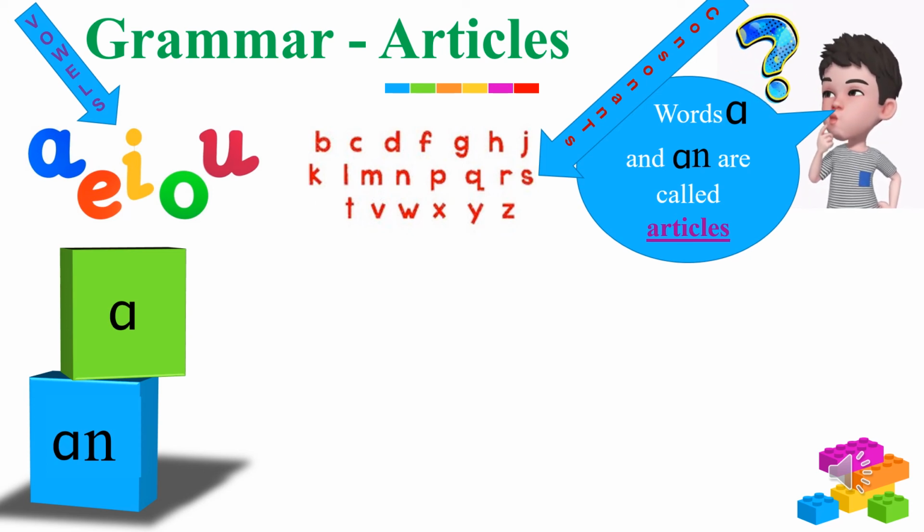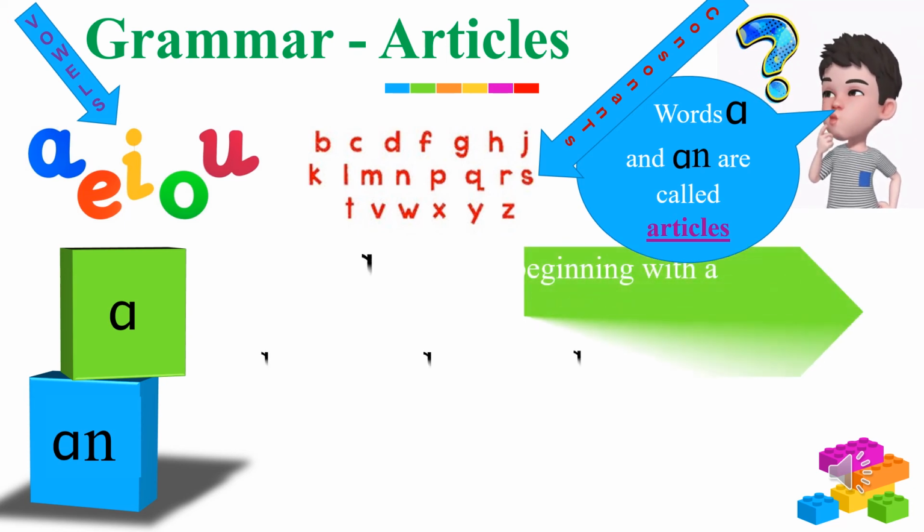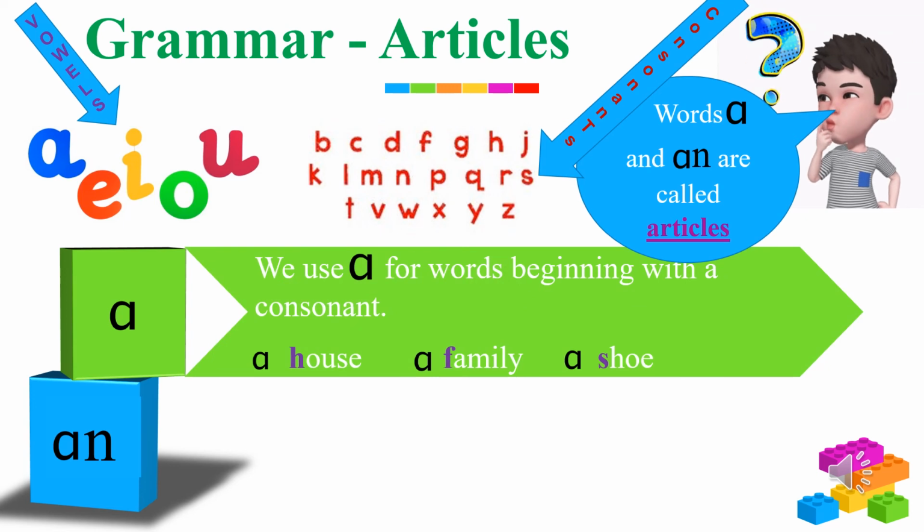Let's look at some examples. Now, children, look at the first 3 words: house, family, shoe. I have highlighted the first letter of each word: H, F, S. They are consonants. So we use a for words beginning with a consonant.